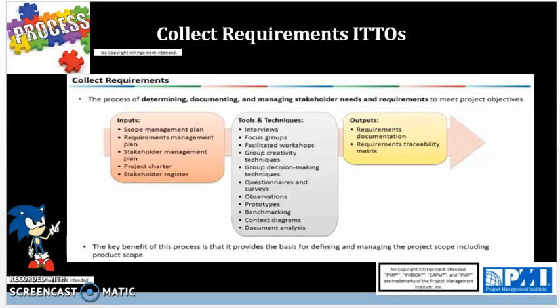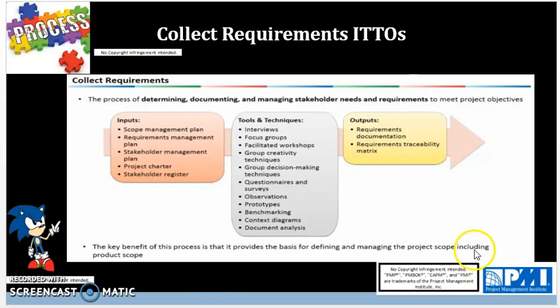And that's where we get the outputs. The outputs then become requirements documentation. This could be in the form of a business requirements document. And then you have a requirements traceability matrix, as we saw earlier, which helps track deliverables from initiation to completion and to be able to backtrack to see which customer requirements led to the production of the final deliverable.